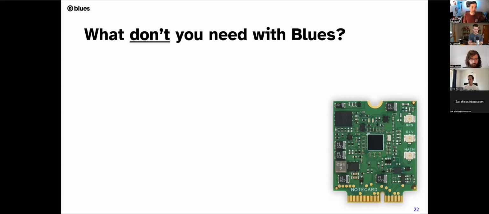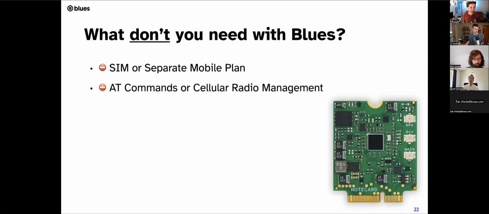So that's all what the Notecard brings to the table, but I always think it's useful to know what you don't need when you choose the Notecard for wireless IoT. You don't need your own SIM or mobile plan. As mentioned, the Notecard comes with an embedded SIM. Likewise, to work with a cellular radio, you're not issuing AT commands. You're not managing those cellular connections manually. You're also not rolling your own security.